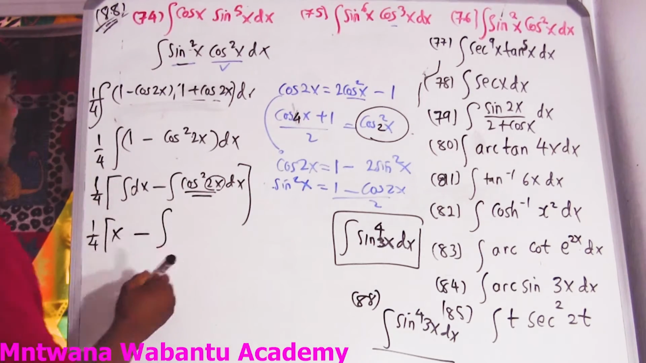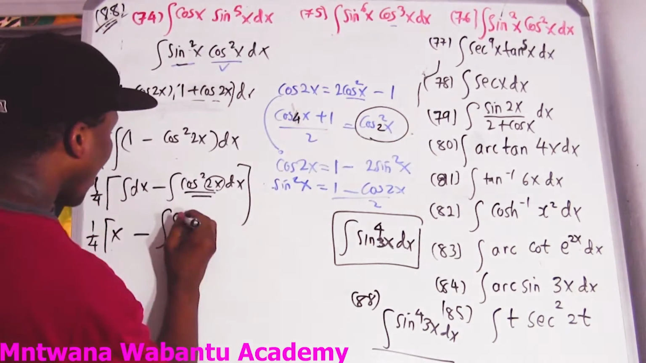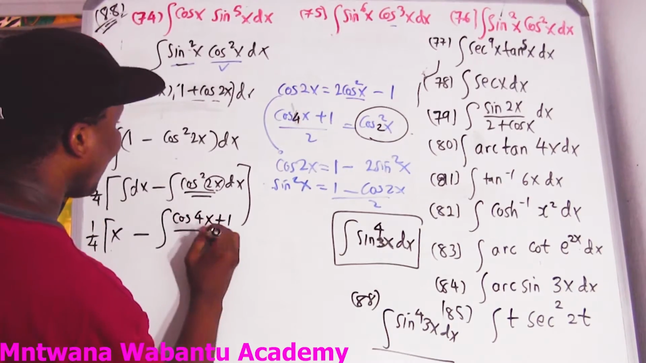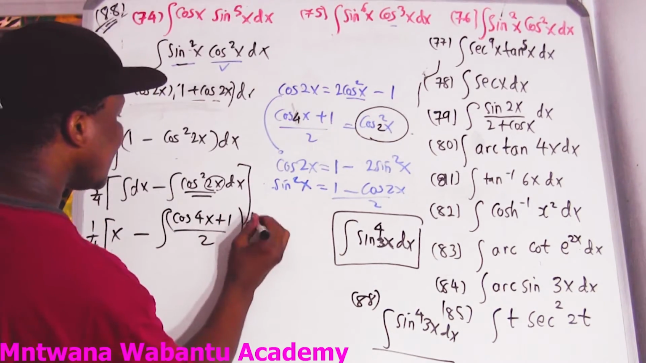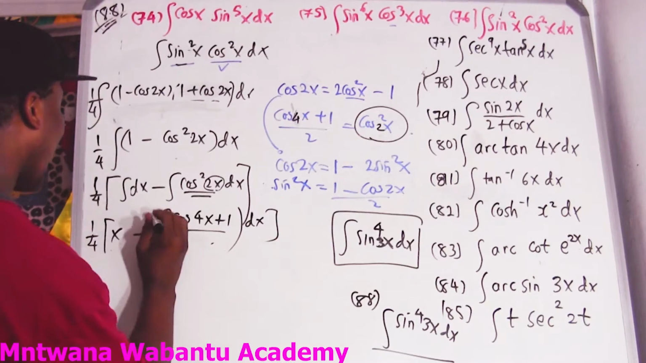Then I'm going to say integral, instead of that, it's going to be cos of 4x plus 1 over 2, dx. The 2 can go back, so this is going to come here as 1 over 2.